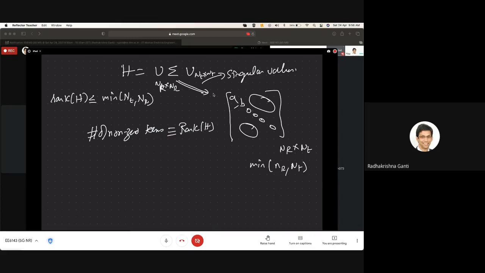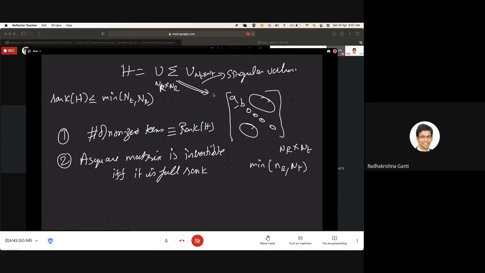So I'm going to put some properties. A square matrix is invertible if and only if it is full rank. One of the properties is that full rank also implies the determinant is non-zero. Fine. So did you understand about the singular value decomposition?